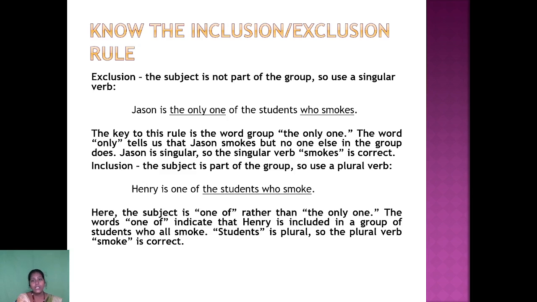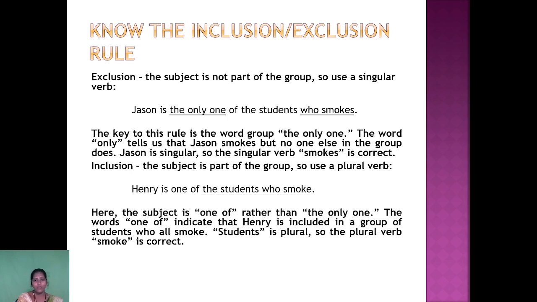It's a simple example and explanation of this sentence. Then know the inclusion or exclusion rules. Exclusion means the subject is not part of a group, so use a singular verb. It's not considered as a group in these sentences. That's why we use the singular form of the verb. So the example is: "Jashan is the only one of the students who smokes." The only one of the students.